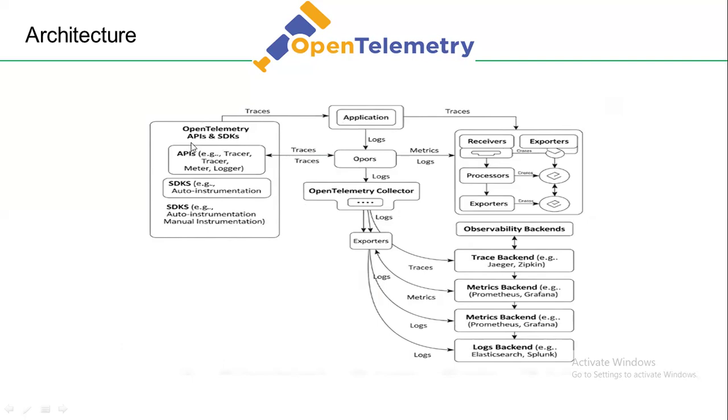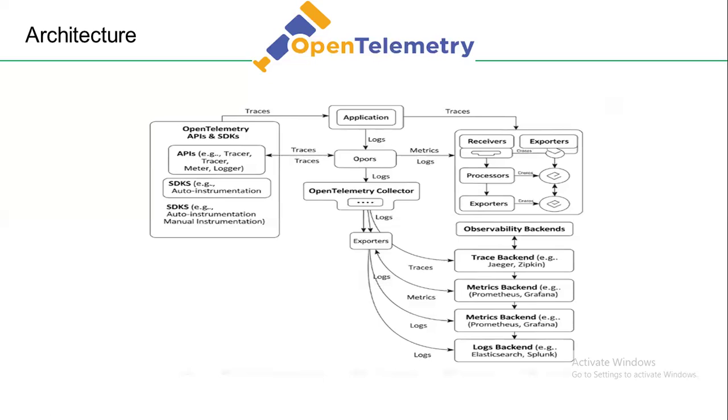So first of all, as you can see here, OpenTelemetry APIs and SDKs. The APIs are the standard interface that lets you instrument your code to generate telemetry data without vendor lock-in. And the SDKs are the implementations of the APIs for specific programming languages. Together they allow you to collect data from your applications. You can see examples like traces, meters, loggers, auto instrumentation, and so on.